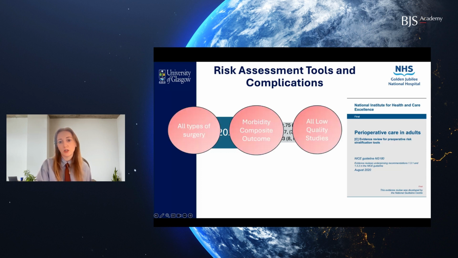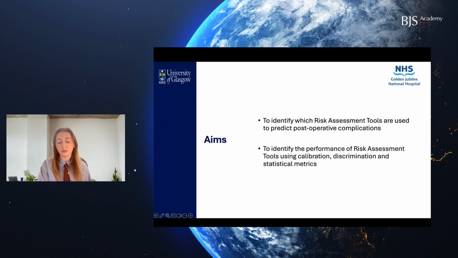Unfortunately, in this review, it included all types of surgeries. Morbidity was a composite outcome, so it wasn't specific to complications, and all of the studies included were of very low quality. There's no other comprehensive systematic review out there which looks at risk assessment tools and their ability to predict complications after emergency laparotomy itself.